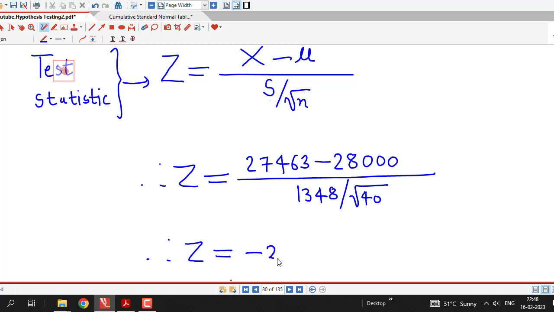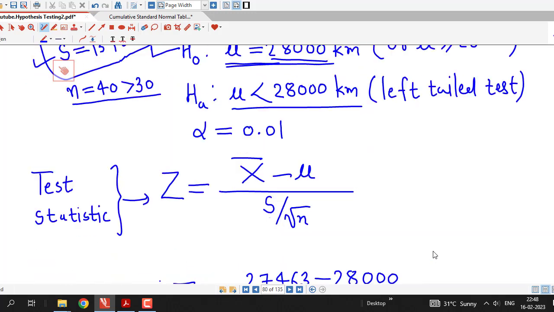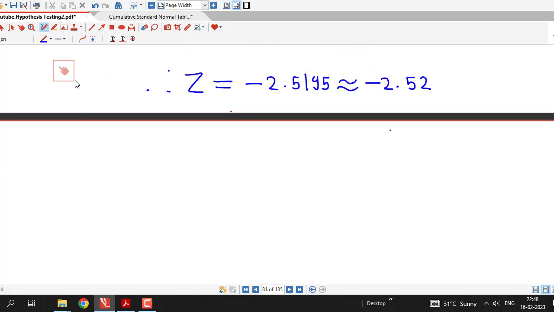2.5195, or we can round off up to 2 decimal places, and we find the calculated value of test statistic as minus 2.52. So this is the value of test statistic. Now the next step is to decide the critical regions.